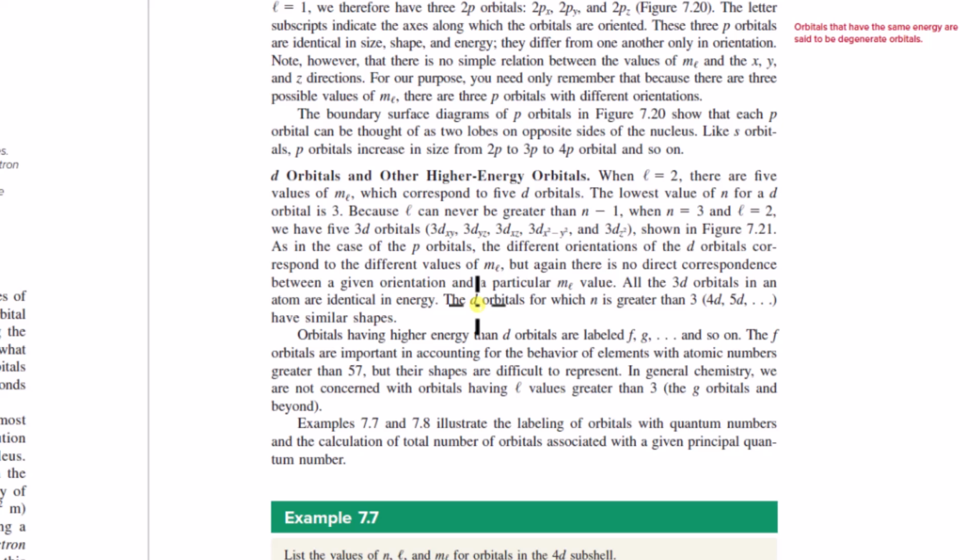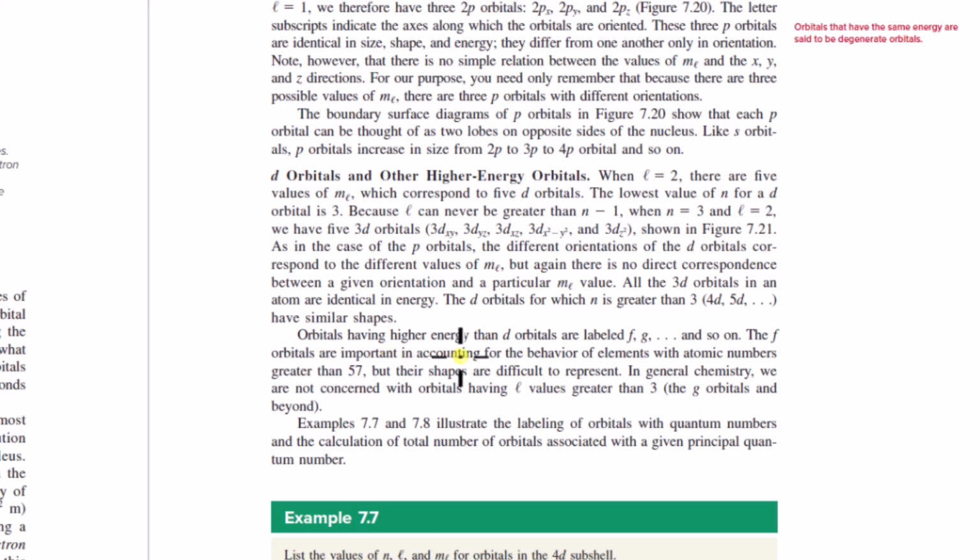However, for all the orbitals within a subshell, remember, a subshell is a certain principal quantum number and a certain L value, like the 3p subshell or the 4d subshell, all of the orbitals within the same subshell have the same energy. So that's important. Remember that. The d orbitals for which n is greater than 3 have similar shapes. As the principal quantum number increases, the average distance of the electron from the nucleus increases, but the shapes of the orbitals don't change.